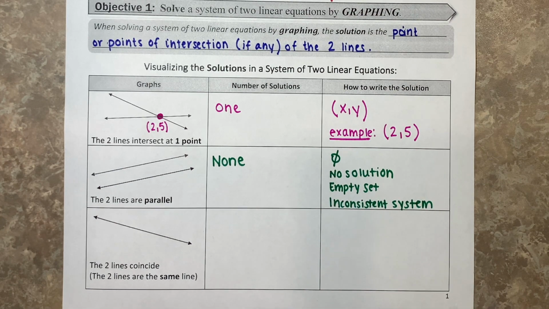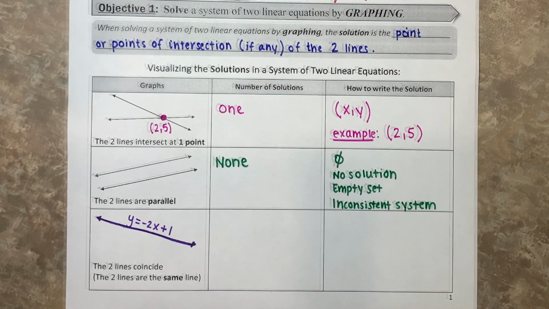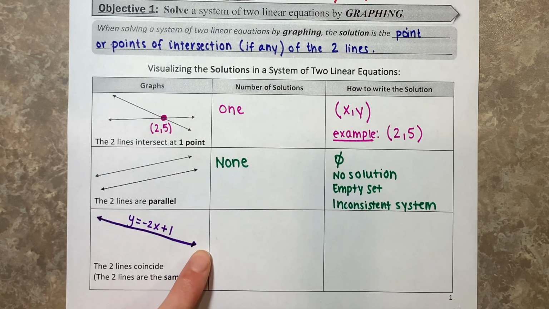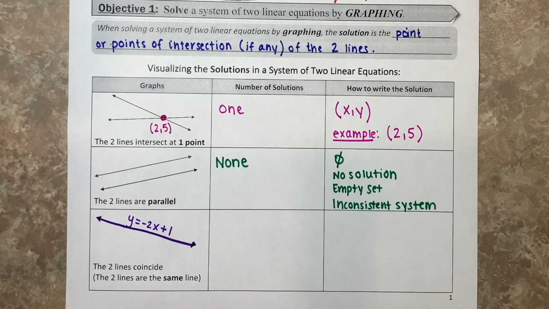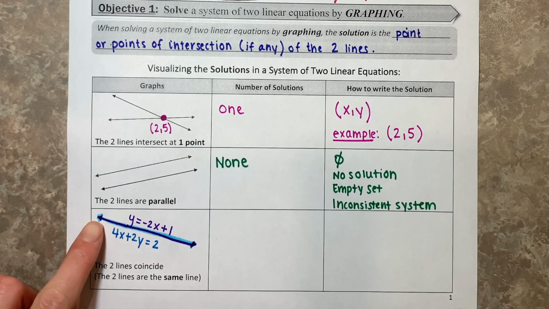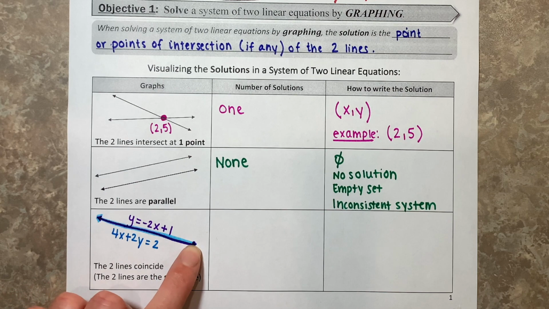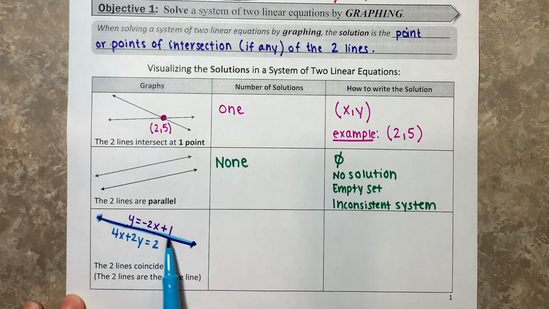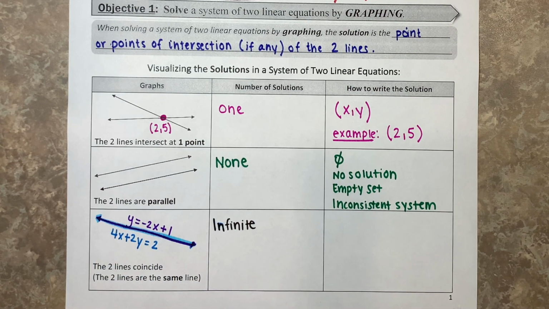or we could say that this is an inconsistent system. The last possibility is that when you graph your two lines, let's say your first line is y equals -2x plus 1, and when you graph it, it looks like this. And then let's suppose your second line, in this case 4x plus 2y equals 2, coincides perfectly with your first line. Remember, the intersection points are our solution. Since these two lines are identical lines, they intersect at every single point along the line. So there are infinitely many solutions.